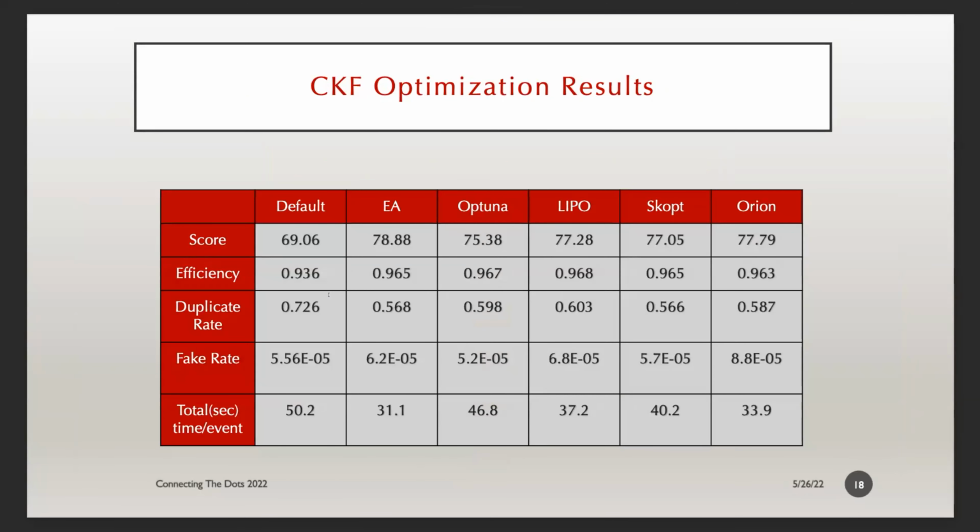Okay, and this slide shows the table with all the scores for the different algorithms. So this is the default one. We can see that we have a clear increment in the score for the different algorithms, and there is an increase in the efficiency. All the algorithms are able to achieve almost similar efficiency, and likewise for the duplicate rate as well. And we can see that the fake rate is consistently small for all the cases, and we are also able to achieve less time with the tuned parameters as compared to the default ones.